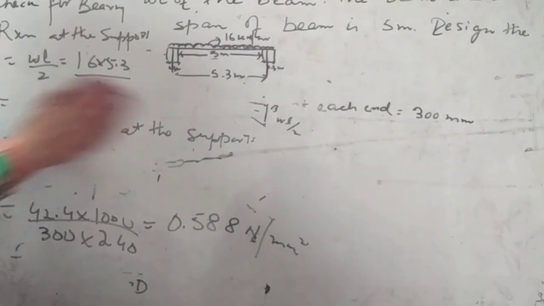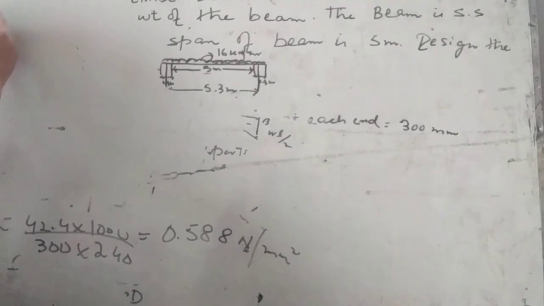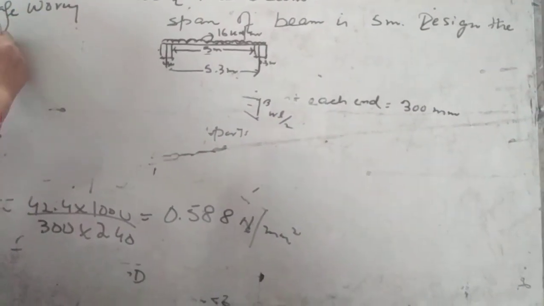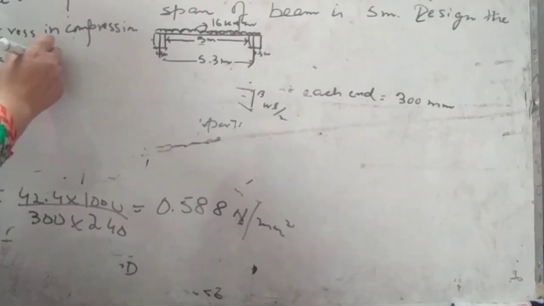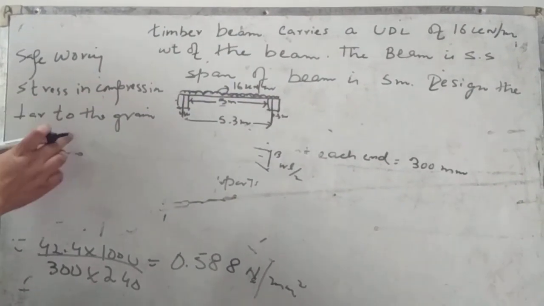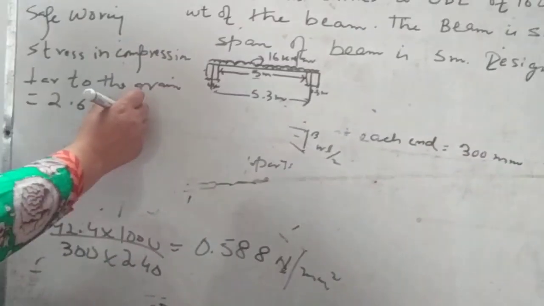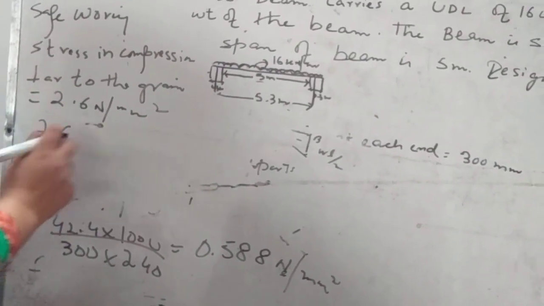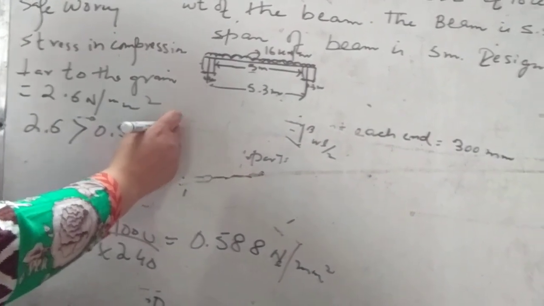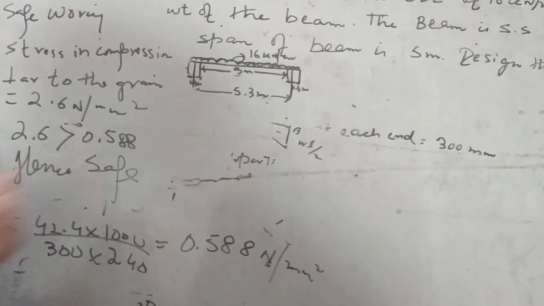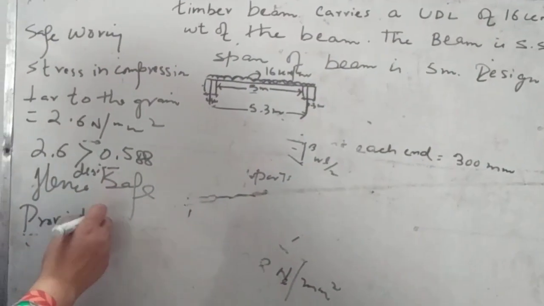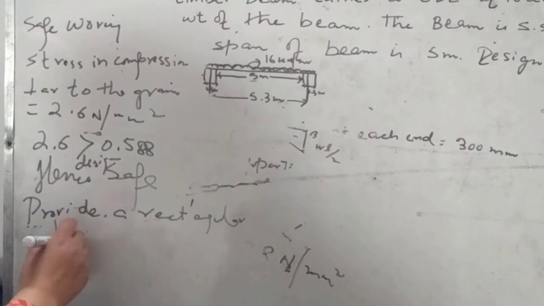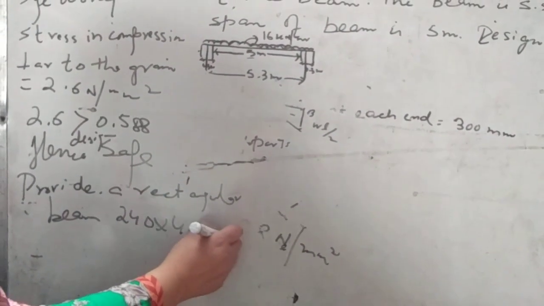Now the safe working stress as per the code. Safe working stress in compression perpendicular to the grain, you will get from the code, that is IS 883 timber structures code. The value is 2.6 Newton per mm square. Since this permissible value is 2.6, it is greater than the calculated value, our design is safe. Hence provide a rectangular beam of 240 into 400 mm dimensions. Thank you.